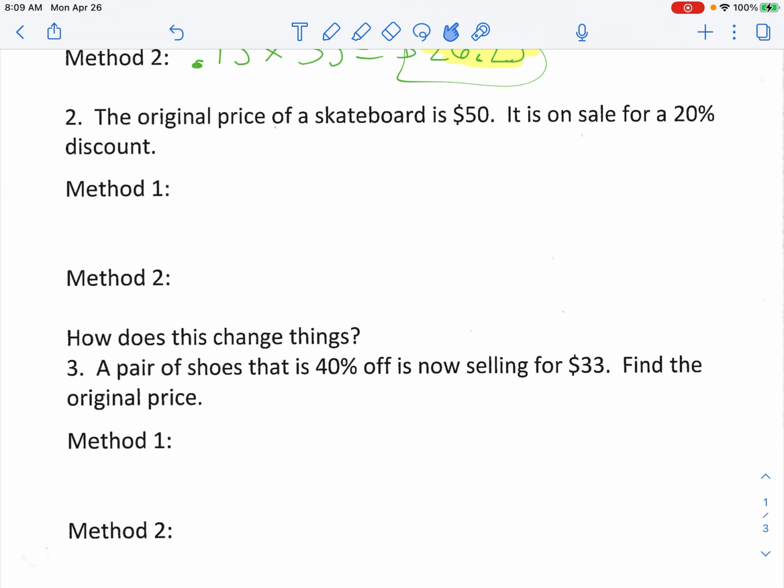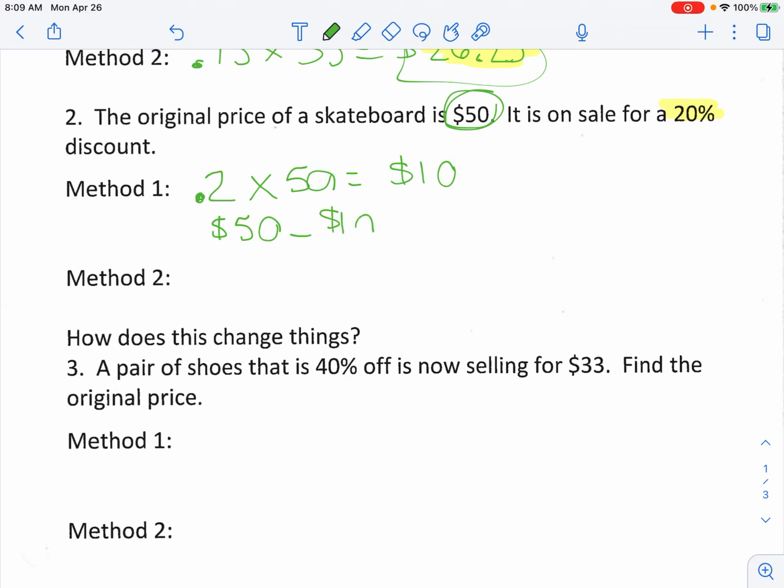All right, let's try this one. The original price of a skateboard is $50. It is on sale for a 20% discount. So remember, method 1, you're going to convert the 20% to a decimal, which is 2/10. So what is 20% of $50? If we do that on our calculator, it says $10. So then we're going to take the original price of the skateboard. It was $50. Now they're going to take $10 off. So the sale price of the skateboard is $40.